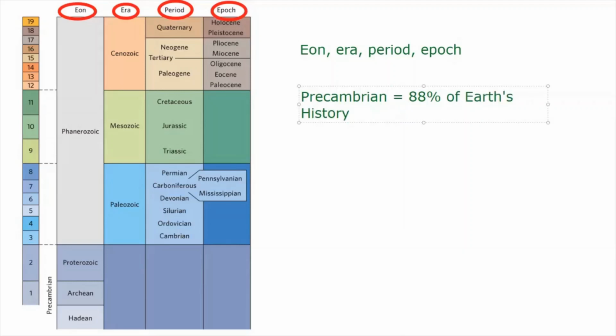Okay, so this geologic timescale is not to scale, because down here represents 88% of Earth's history. Now, the eon above that is called the Phanerozoic, and Phanerozoic means visible life. That is made up of 3 different eras.